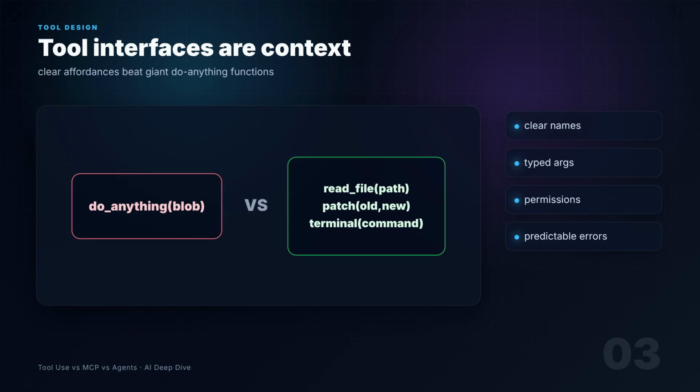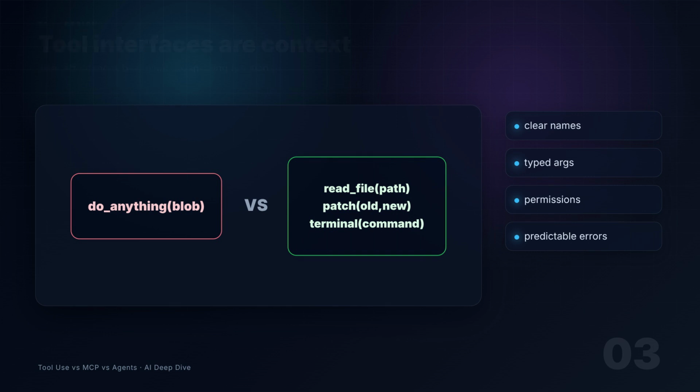Good tool design is boring but important. Clear names, narrow responsibilities, typed arguments, examples, explicit permissions, and predictable errors. For AI coding, this is why tools like read file, search files, patch, terminal, and git status should be separate capabilities, instead of one giant do-anything function. The model needs affordances it can understand.